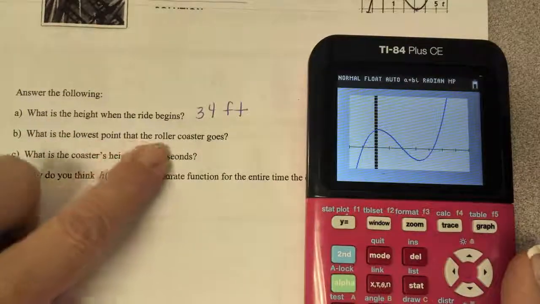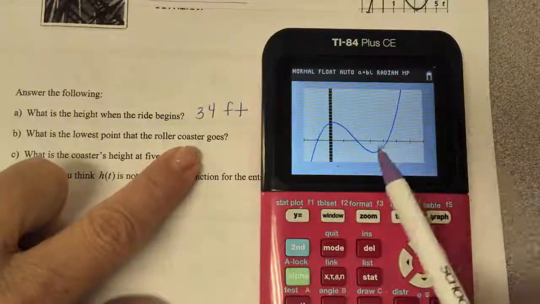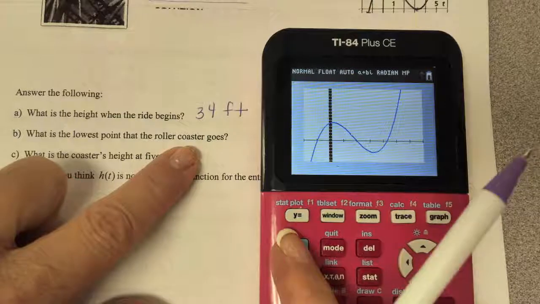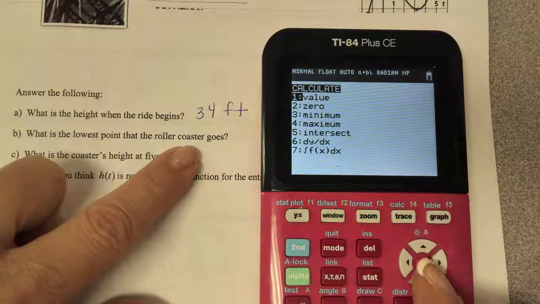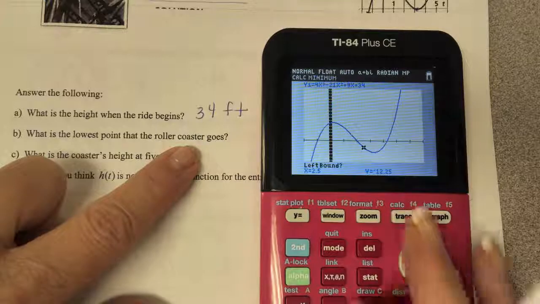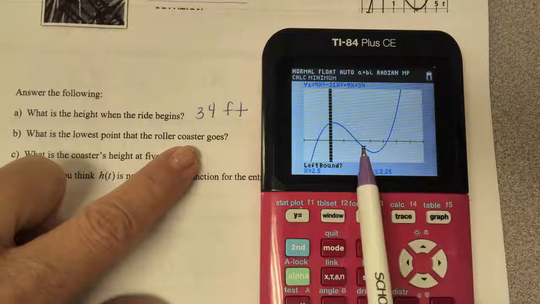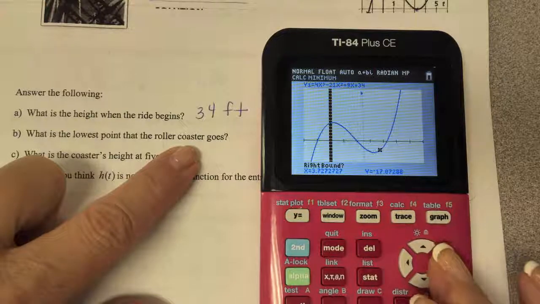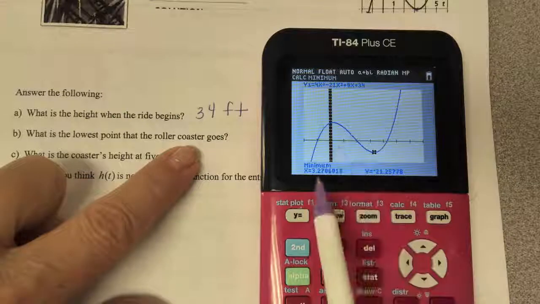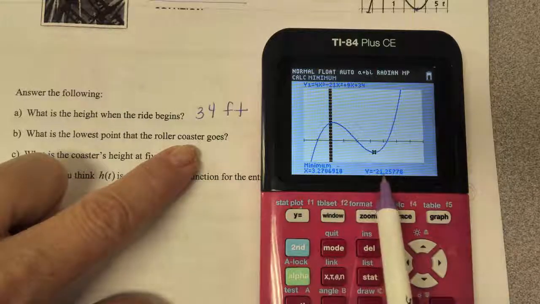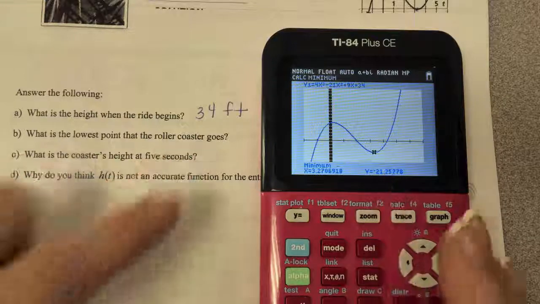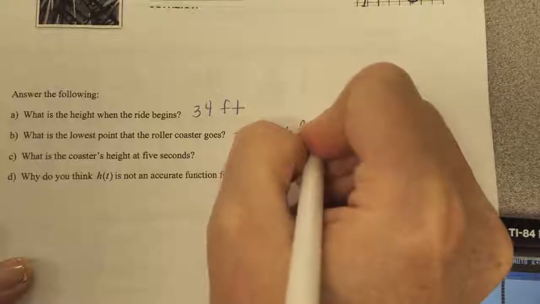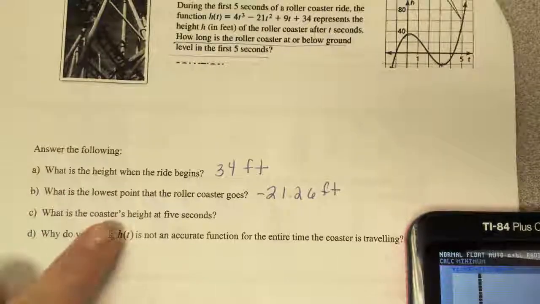Okay, so what is the lowest point that the roller coaster goes? Do you guys remember how to find this lowest point? Where is it located? Second, trace, which one? Minimum, number 3. Make sure you're on the left side of the minimum, which I am, so I push enter. Arrow over until you're on the right side of it, push enter. Enter one more time, and the lowest value it goes is -21.26 feet. So it goes that far underground.